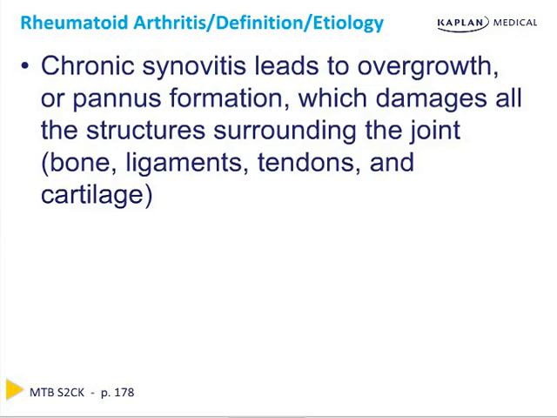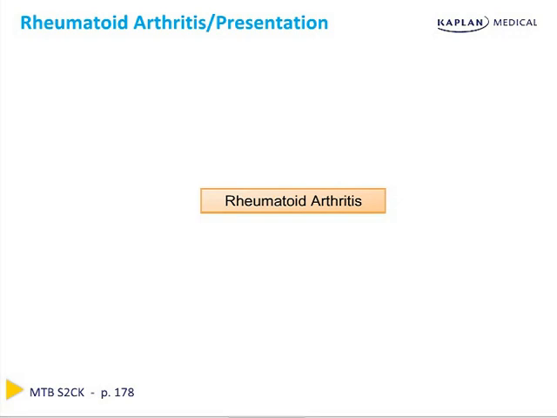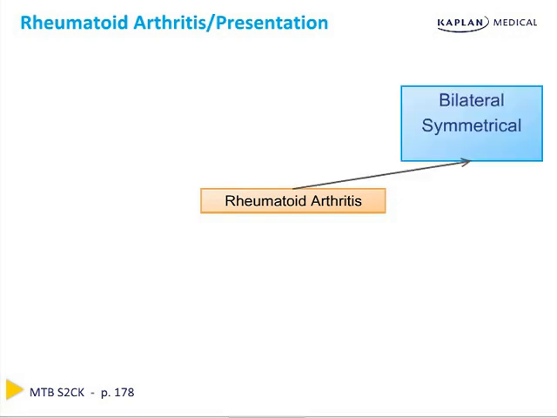Chronic synovitis leads to overgrowth or pannus formation, which damages all the structures surrounding the joint, including the bones, ligaments, tendons, and cartilage. Now here's a tip for you. Morning stiffness, multiple, small, inflamed joints is the key to diagnosing rheumatoid arthritis. The key to getting questions right on the USMLE for rheumatoid arthritis is knowing the presentation. Remember, there's bilateral symmetrical joint involvement.